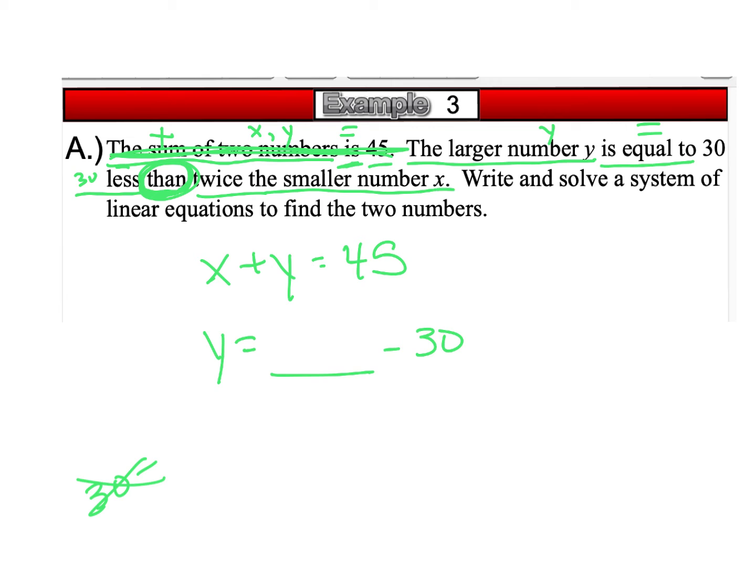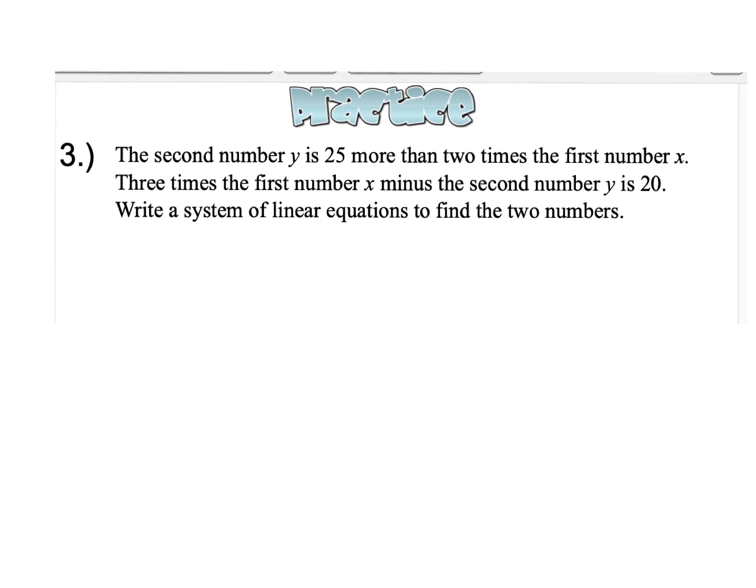Twice the smaller number x, which means we're going to multiply by 2. So 2x minus 30. It's a little bit tricky, but take it slow. The second number y, that's a y obviously, is, there's our equal sign, 25 more than. Than means we're going to switch it around. So y equals something plus 25. 2 times the first number x, so 2x.